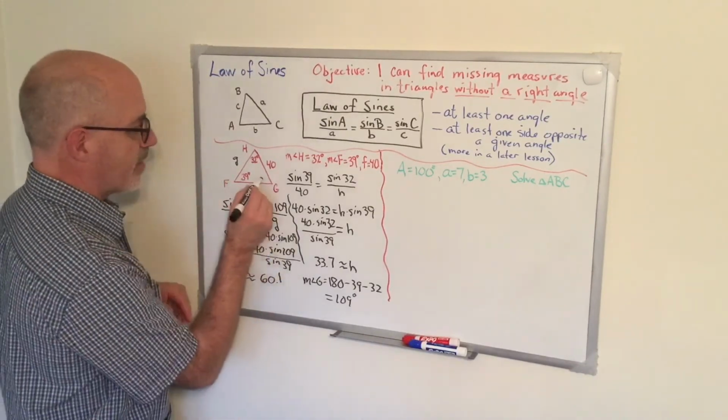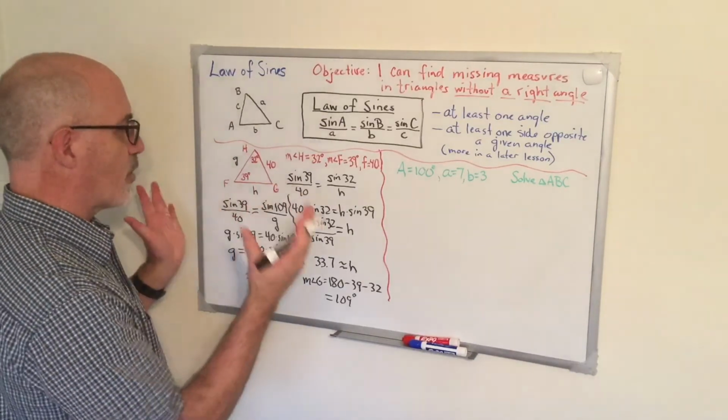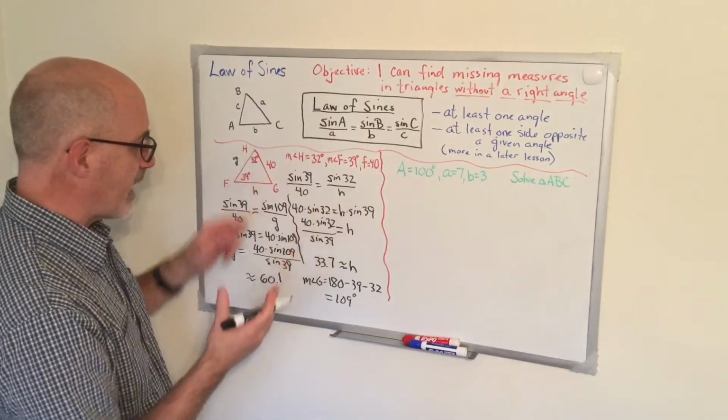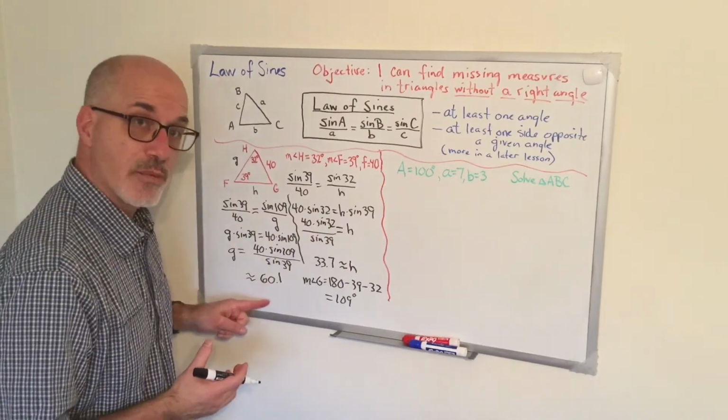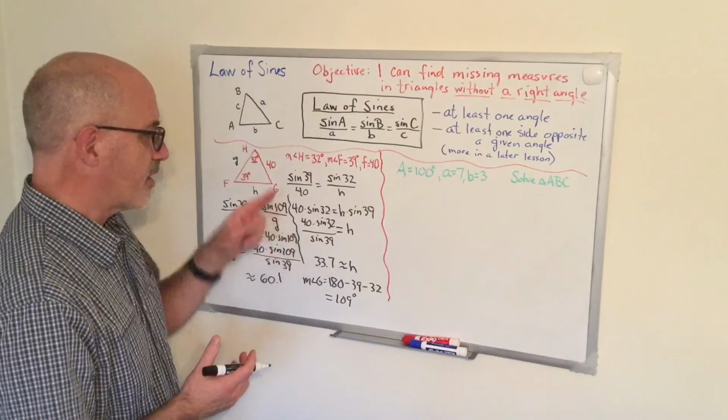Now let's do a quick double check. If this angle is 109, which by the way is not drawn proportionally, 109 is more than 90, and that's the largest angle. The largest side should be opposite it, and 60.1 is the largest side when I look at the different sides.